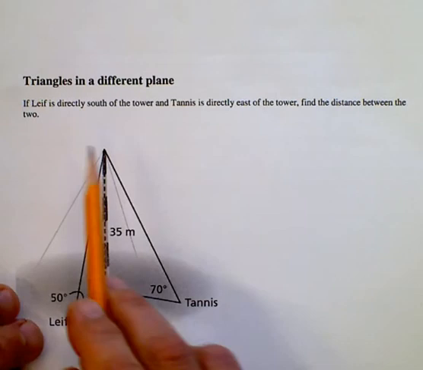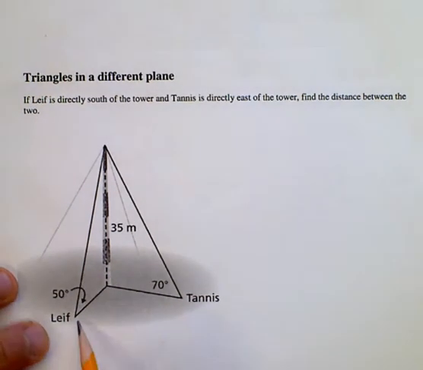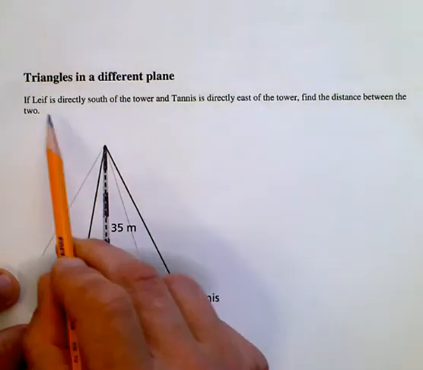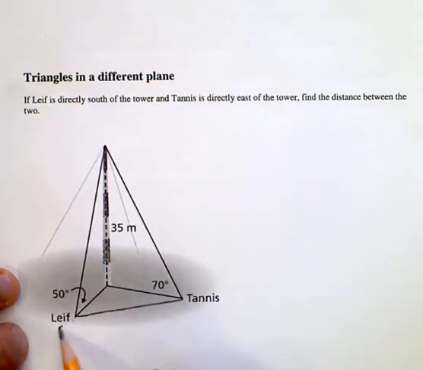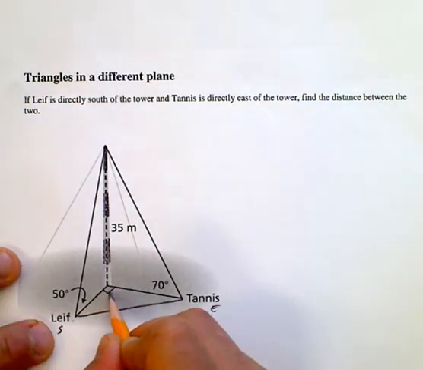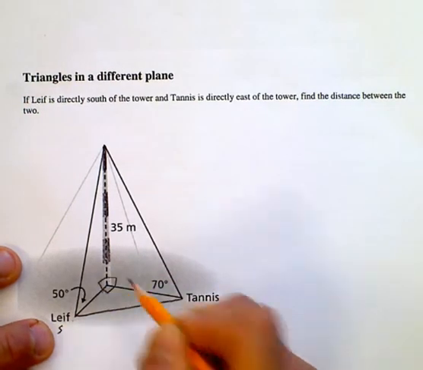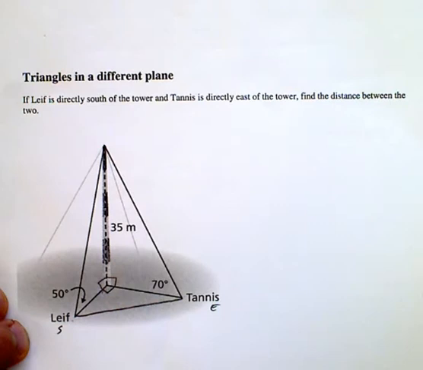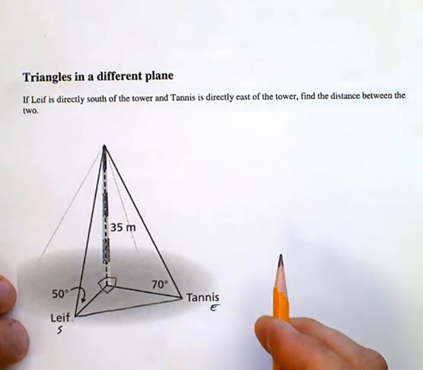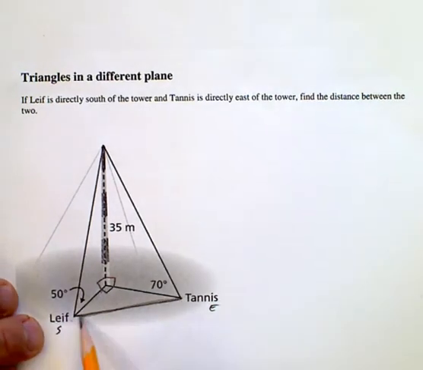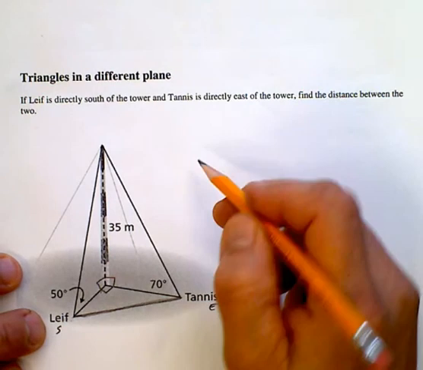So if you read the question here, what we're looking for is a distance between these two people. Now, Leaf, it says, is directly south. So this is south. Tannis is directly east. Hopefully you understand then that this is a 90-degree angle. And since this is probably vertical, that's also 90 degrees, and that's 90 degrees. So what we have is a lot of right angle triangles. I don't have a lot of information about this triangle down here, so I can't find anything until I fill in some gaps. Let's look at Leaf's situation, okay?